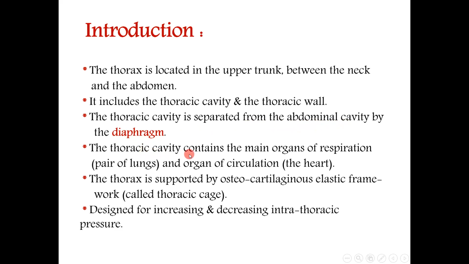The thoracic cavity contains the main organs of respiration, that is, a pair of lungs الرئتين, and the organ of circulation, which is the heart. The thorax is supported by an osteocartilaginous elastic framework which is called the thoracic cage القفص الصدري, and this thoracic cage is designed for increasing and decreasing intrathoracic pressure, a process which occurs during inspiration الشهيق and expiration الزفير, as part of the process of breathing.